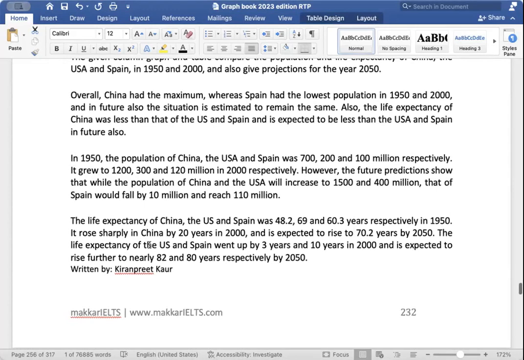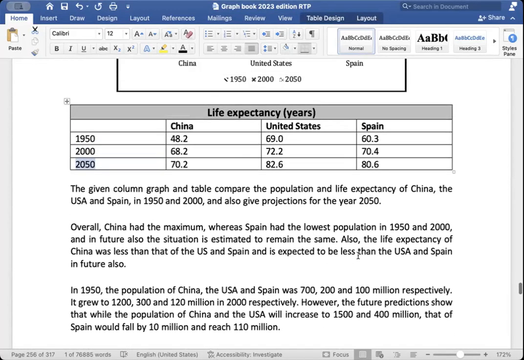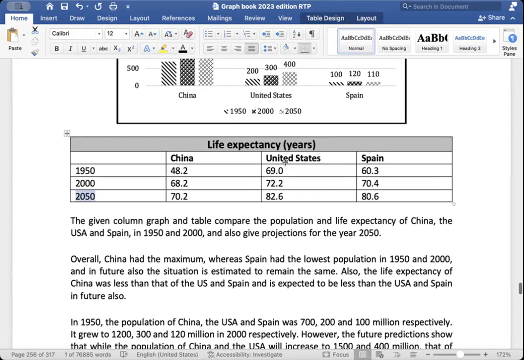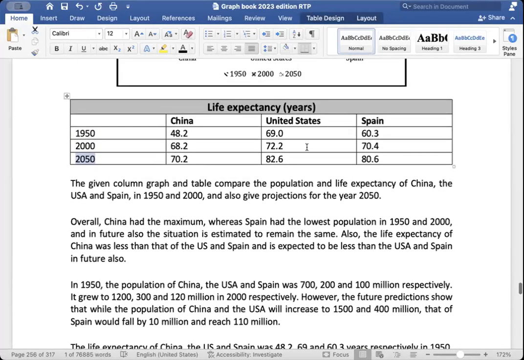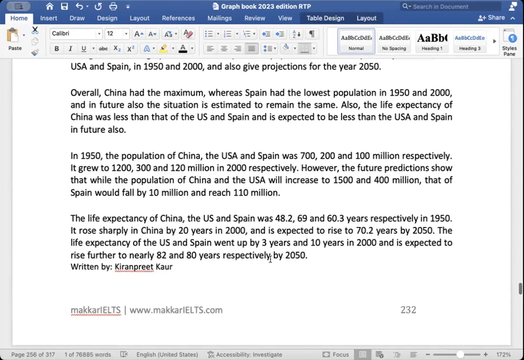The life expectancy of the US and Spain went up by 3 years and 10 years in 2000. See, the life expectancy of US and Spain went up by 3 years: 69 to 72 is 3. And this is 10 years: 60 to 70 is 10. By 3 and 10 years in 2000. And is expected to rise further to nearly 82 and 80 by 2050. And is expected to.